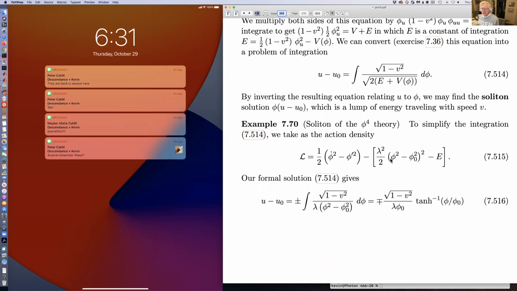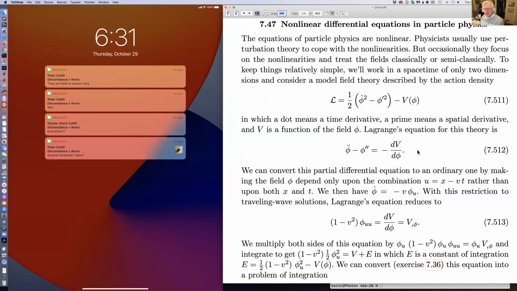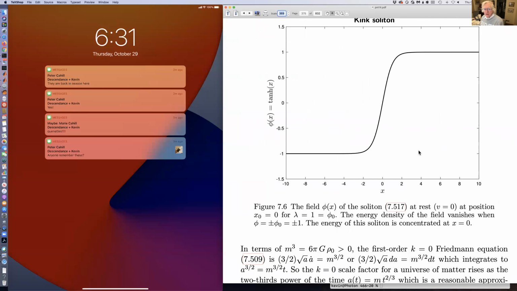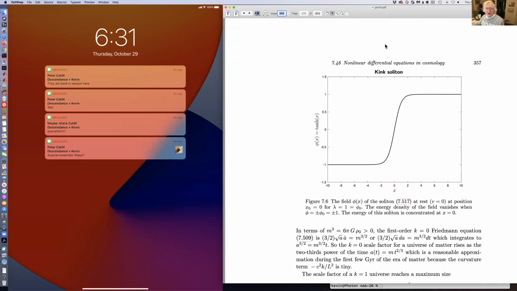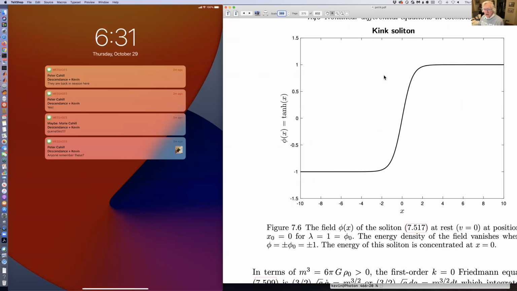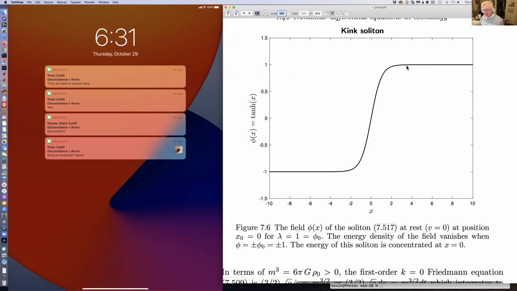Oh, here's V. So V in this case is, apart from an overall factor, phi squared minus phi 0 squared, squared. So V can be plus phi 0 or minus phi 0, and the potential energy is 0. And so the potential energy likes to be, if I take phi 0 equal to 1, then the field likes to be equal to 1, which is phi 0, or minus 1, which is minus phi 0. But then it can flip from one to the other.